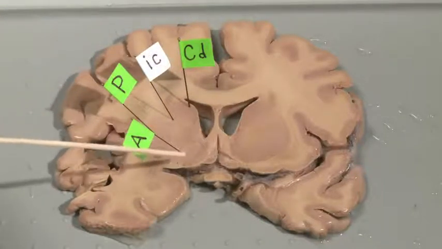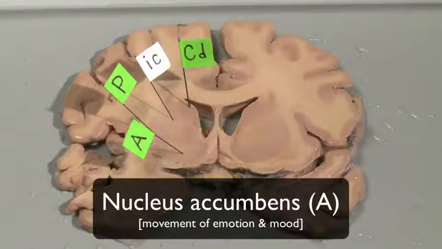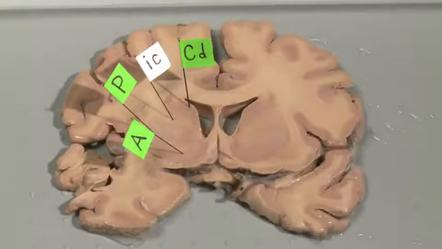So the caudate nucleus is involved in modulating movements of thought. Down below, the nucleus accumbens is involved with modulating movements of emotion or mood. So we can think of these components of the basal ganglia as all being involved with the modulation of movement. What distinguishes them are their anatomical connections and also the functions upon which they operate.